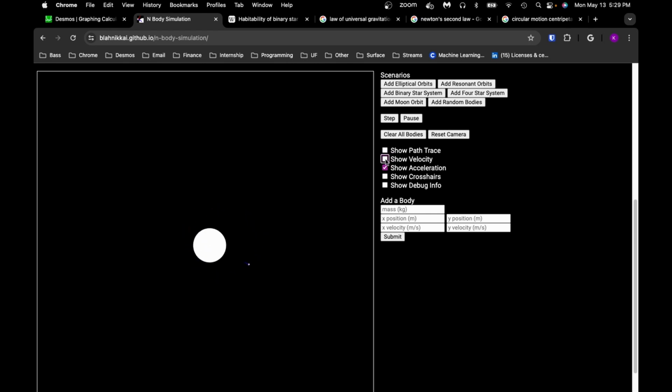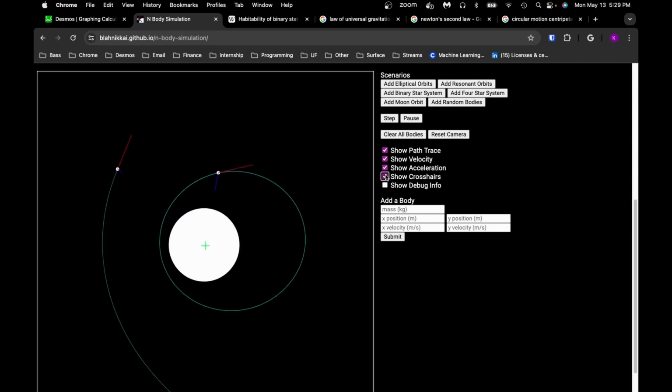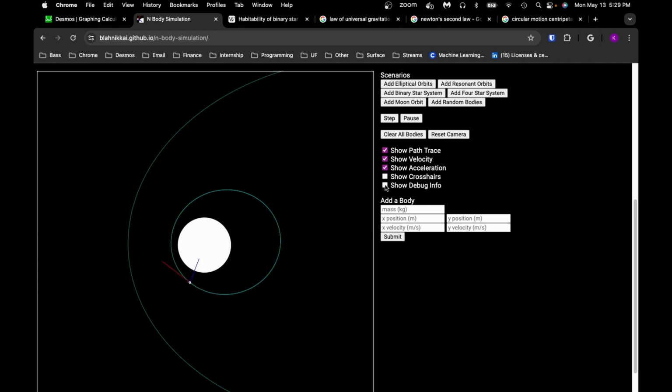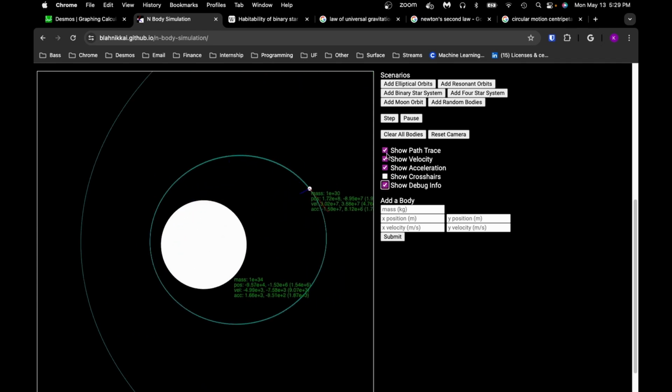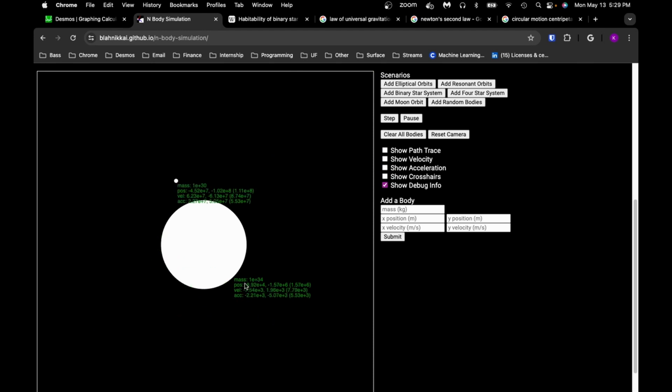There's the velocity vector, that's the red. We can turn that off. And the blue. Sometimes that's useful if you have a ton of bodies and the screen is getting cluttered. There's also an option to show crosshairs, which is just the center of the screen, which helps you when you're zooming in or out. There's debug info, which is really useful because that allows you to see, so I'll turn this all off, the mass, position, velocity, and acceleration of every body.